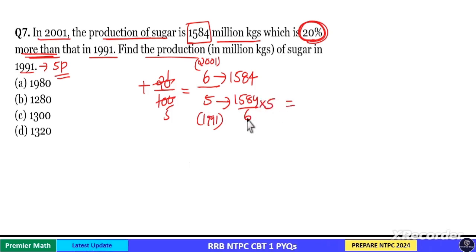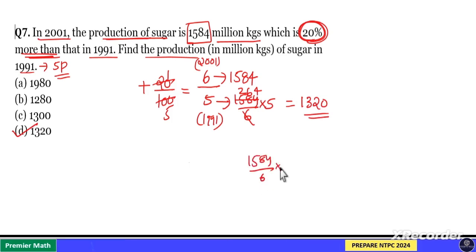Now this is equal to: 6 goes 2 times in 12, remaining 3. 6 goes 6 times in 36, remaining 2. 6 goes 4 times in 24. So it is 264 into 5. 200 into 5 is equal to 1000. 60 into 5 is equal to 300. 4 into 5 is 20. So 1320. Option D is your answer. That is, 1584 divided by 6 into 5 is equal to 1320.